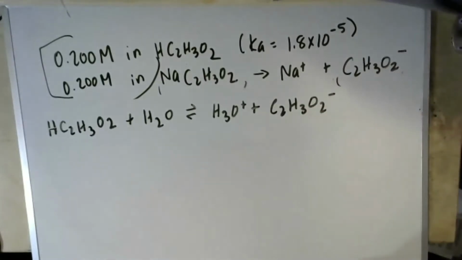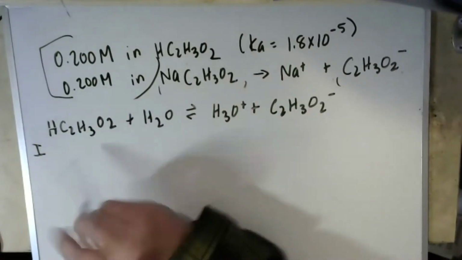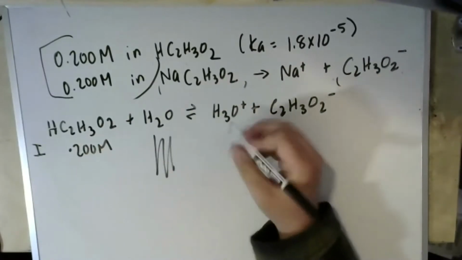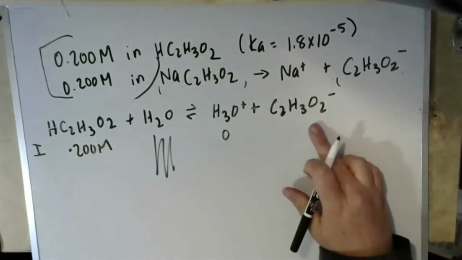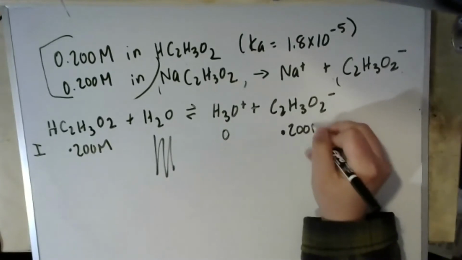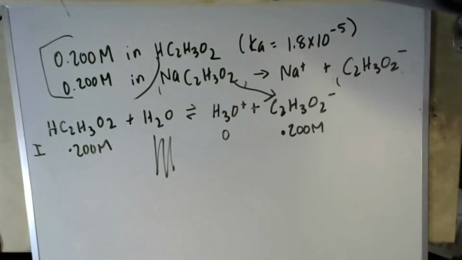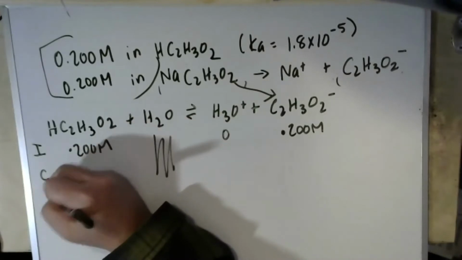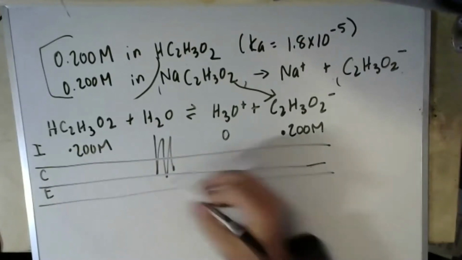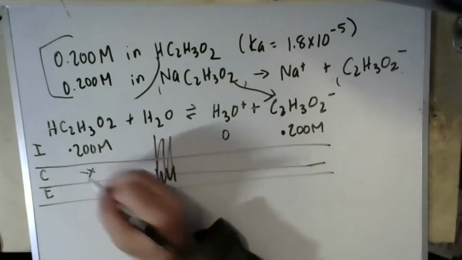Okay, you're going to notice that what's different here, though, is that you don't only have an initial amount of acetic acid. You also have an initial amount of the conjugate base, because it's going to come directly from that sodium acetate. All right. We can fill in the rest of our ice table the same way.